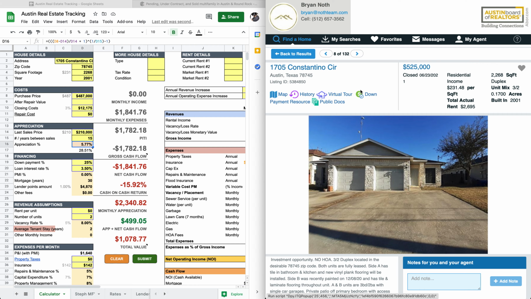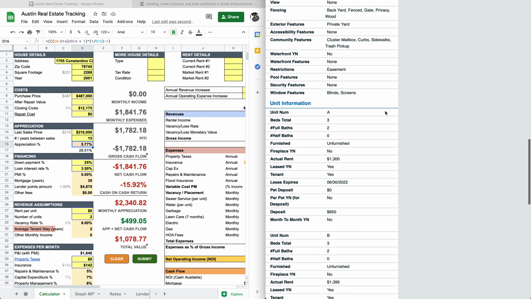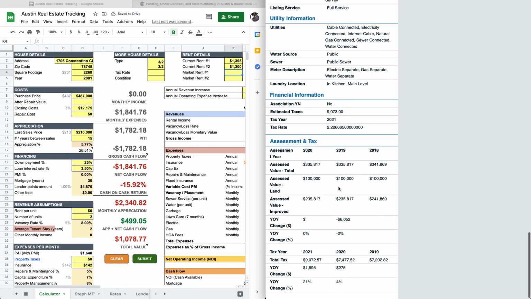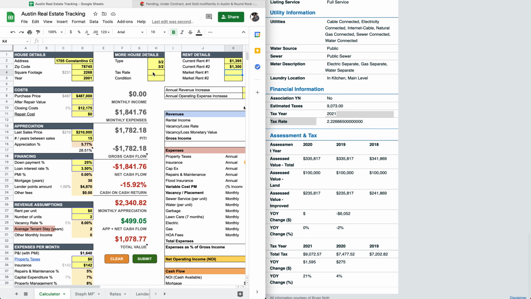That looks good. I go further down. I want to look at 3.2. All this is here, right? 3.2, 3.2. The current rent: one side is 1,300, and the other side is actually 1,395, which is the more expensive one. 1,300 here and here. And then the tax rate once again is 2.23.